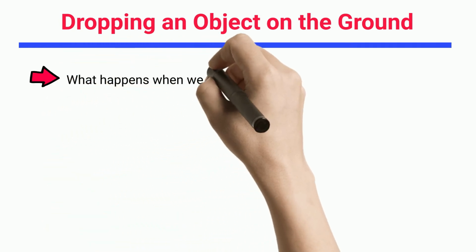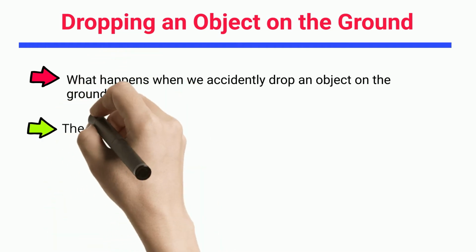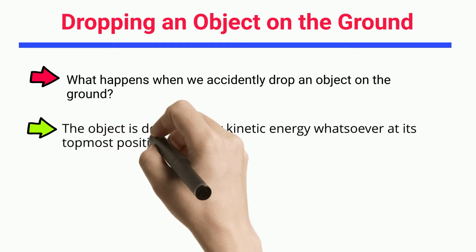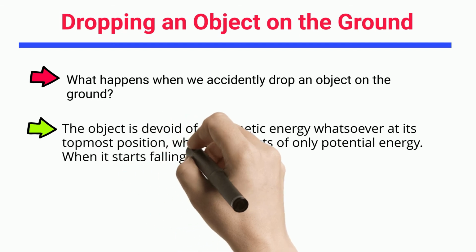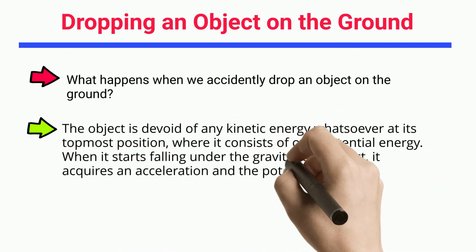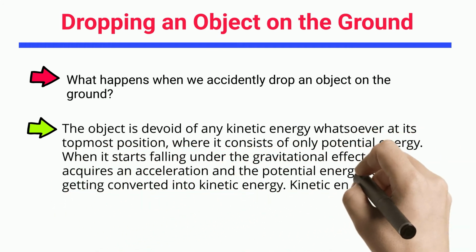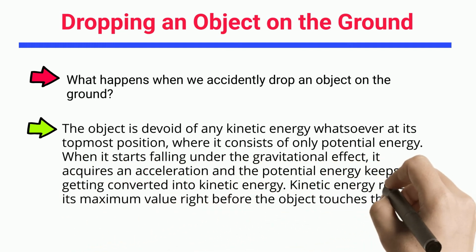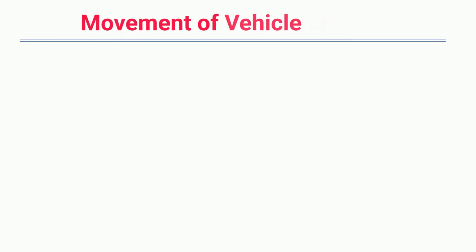What happens when we accidentally drop an object on the ground? The object is devoid of any kinetic energy whatsoever at its topmost position, where it consists of only potential energy. When it starts falling under the gravitational effect, it acquires an acceleration, and the potential energy keeps getting converted into kinetic energy. Kinetic energy reaches its maximum value right before the object touches the ground, which is then released upon its breakage.